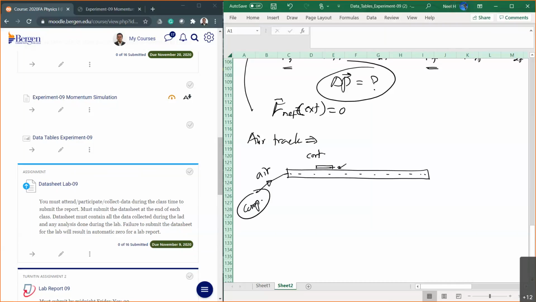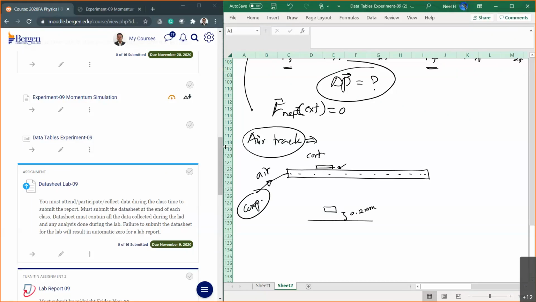This space in between the cart and the air track is going to be very small, maybe like 0.2 millimeters, something like that. Extremely small, but that doesn't matter. As long as the surfaces are not touching, we don't have any friction. So we can easily avoid the friction by using the air track.